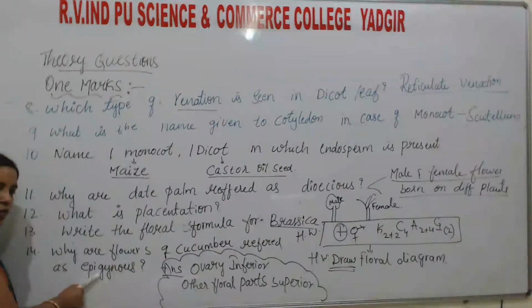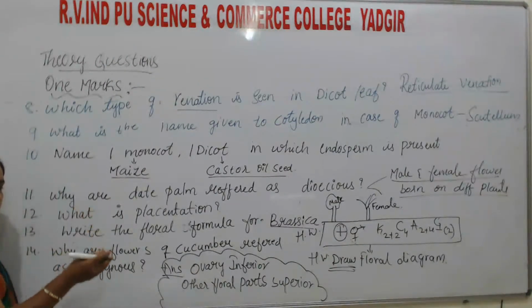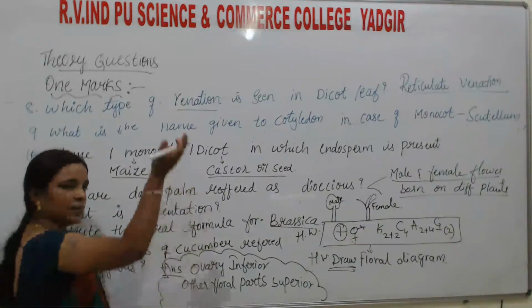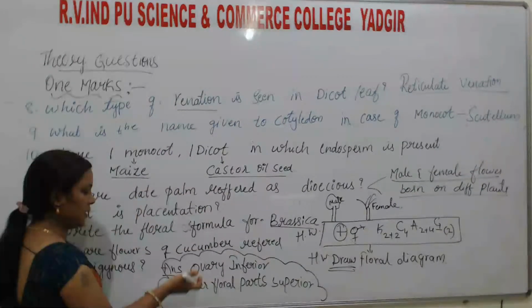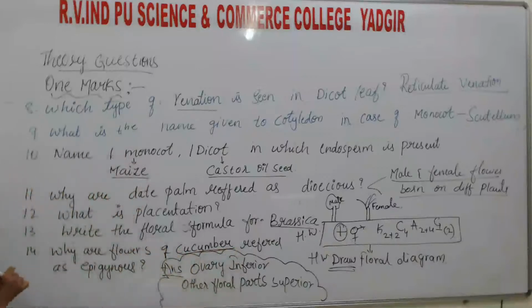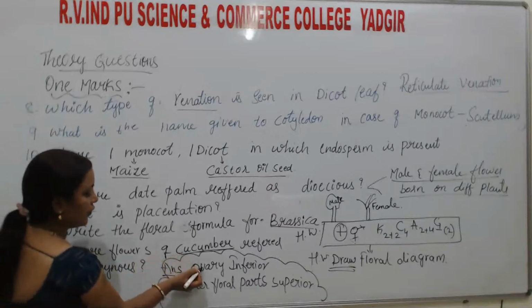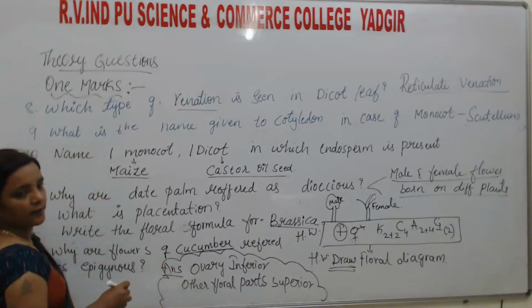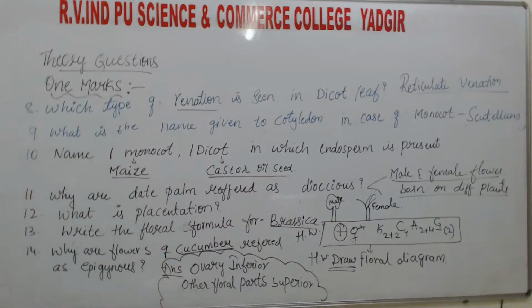Okay. Epigynous. If you know these terms: hypogynous, perigynous, epigynous. Epigynous is nothing but the ovary will be inferior and other floral parts will be superior. Hence the example is cucumber. In cucumber, the ovary is inferior and other floral parts are superior. Next.